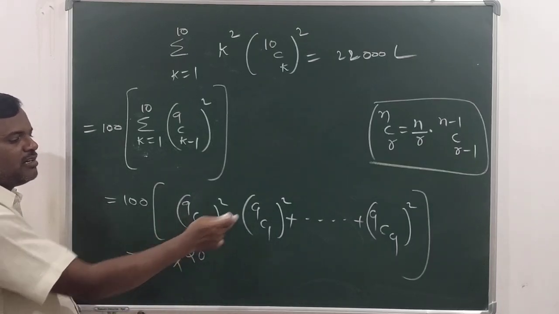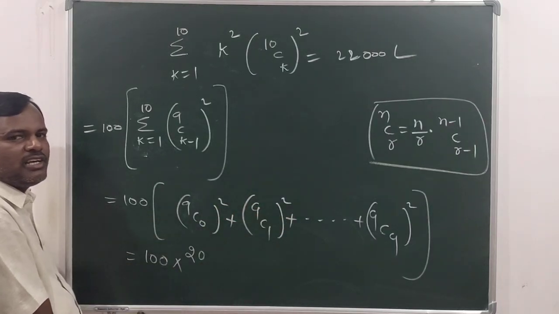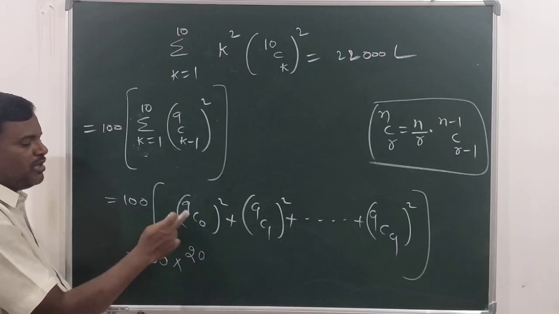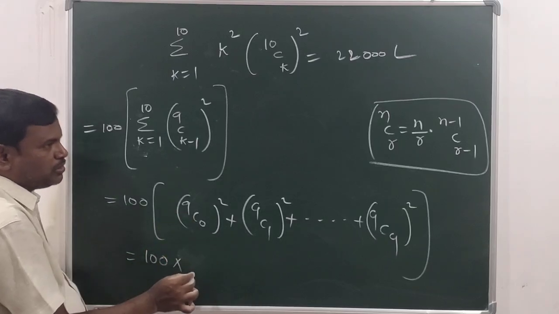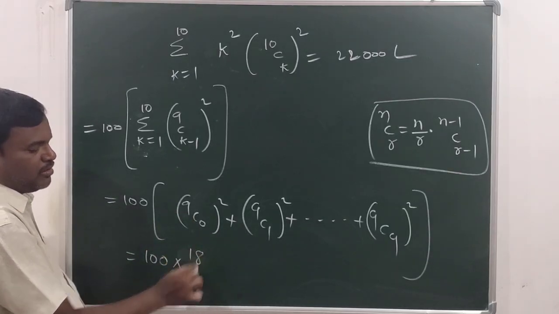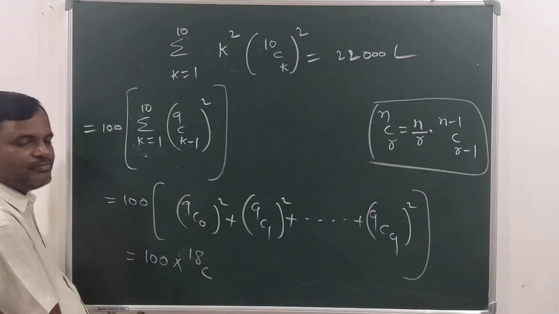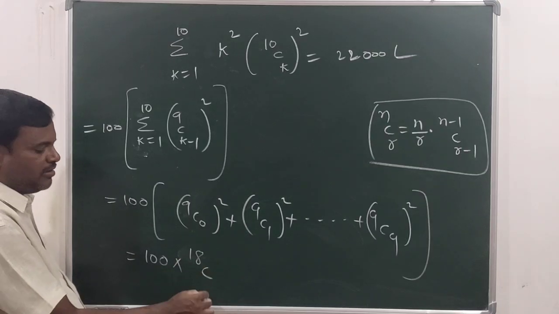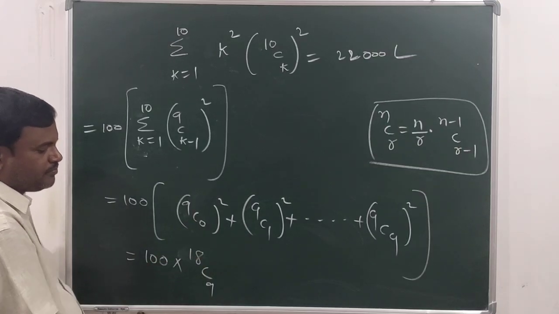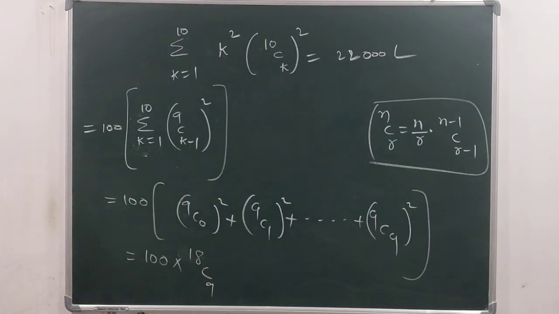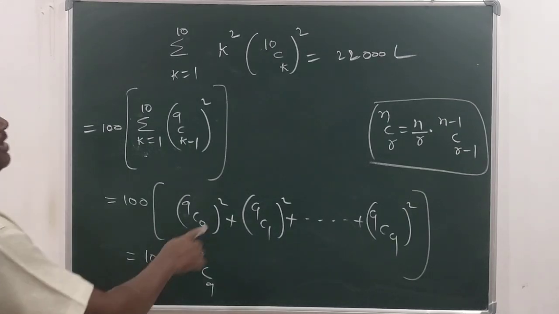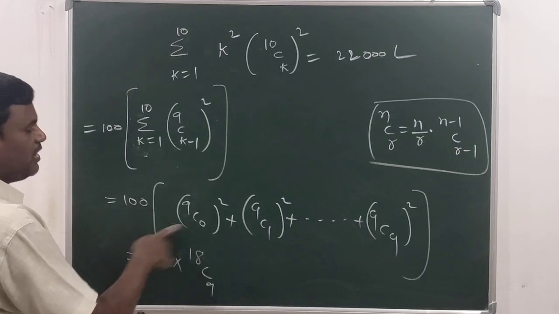Because here 9C0, 9C1 and so on, 9C9, no? So here n value is 9. 9 means here how much do you get? 18. 18C 2nCn, n value 9. Okay, now write this value in place of the left side.